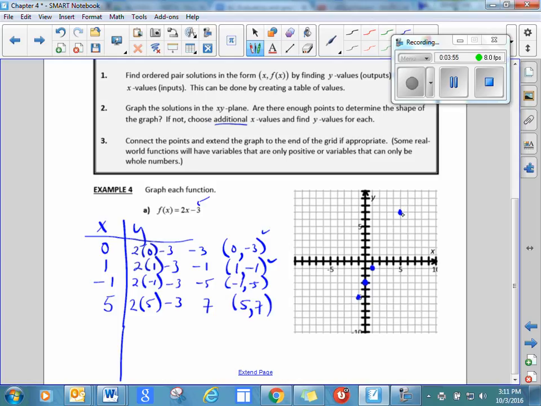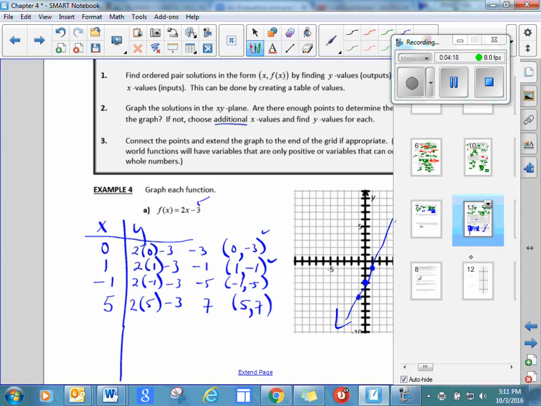But in fact it does, and I'm terrible at drawing straight lines without a ruler, and I don't know if I can actually do this very well. I can't. But it is a straight line, and that's what the graph would look like. So I suggest that you get a ruler or a straight edge so that yours will look a little bit better than mine. Okay, let's skip to example C on the next page.